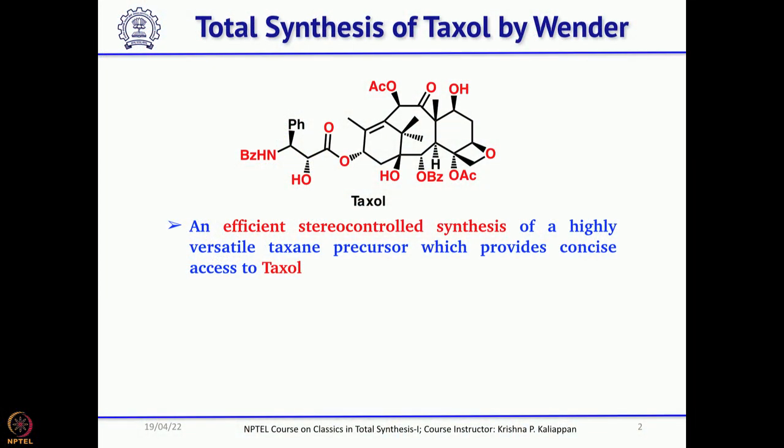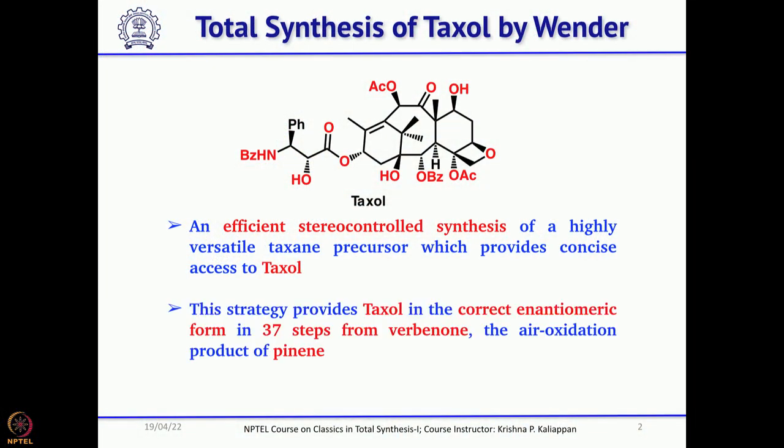Today we will talk about the total synthesis of Taxol reported by Paul Wender, which was the shortest synthesis at that time. He did it in 37 steps, and let us see how he did it. And his starting material was the air oxidized product of a monoterpene called verbenone. So verbenone was oxidized from alpha pinene, and that was the key starting material.